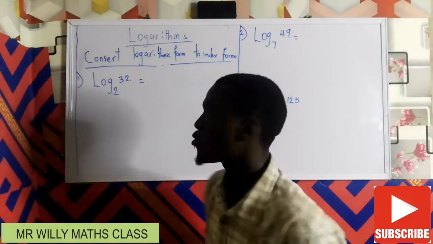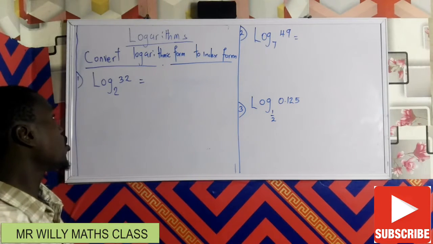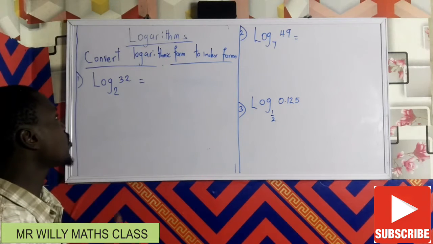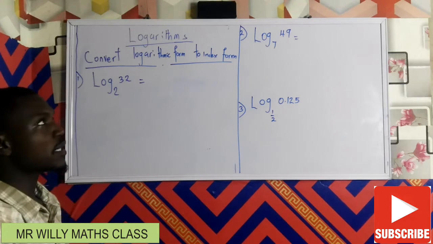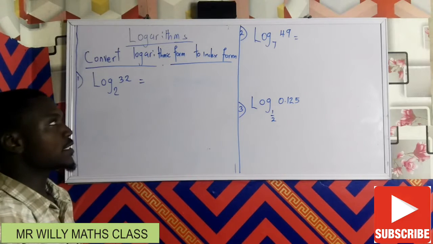Now we have some questions on the board and we are going to solve together. The first question says log base 2 of 32. We want to change log base 2 of 32 to index form. What log base 2 of 32 simply means is, how many times do I have to multiply 2 to get 32?